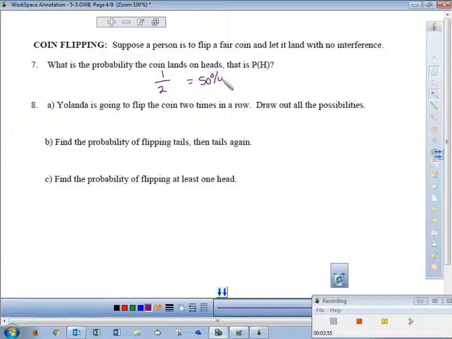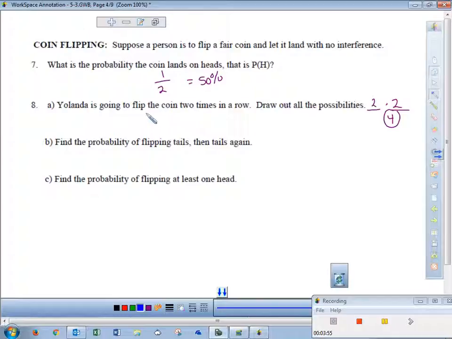Pretty basic, right? Yolanda's going to flip the coin 2 times in a row. Draw out all the possibilities. So let's figure out how many possibilities there are. You can do it like this, in blanks. She could flip the first coin, there's 2 possibilities for that, and flip the second coin, there's 2 possibilities of that, heads or tails, and you multiply these together. Isn't there 4 total things that could happen in this situation?